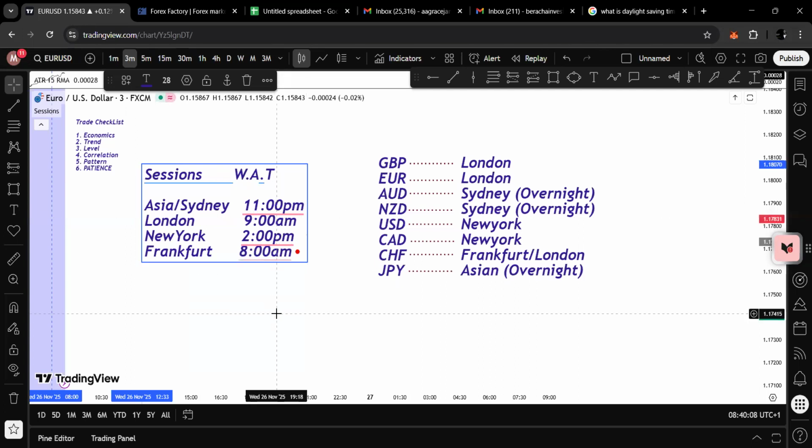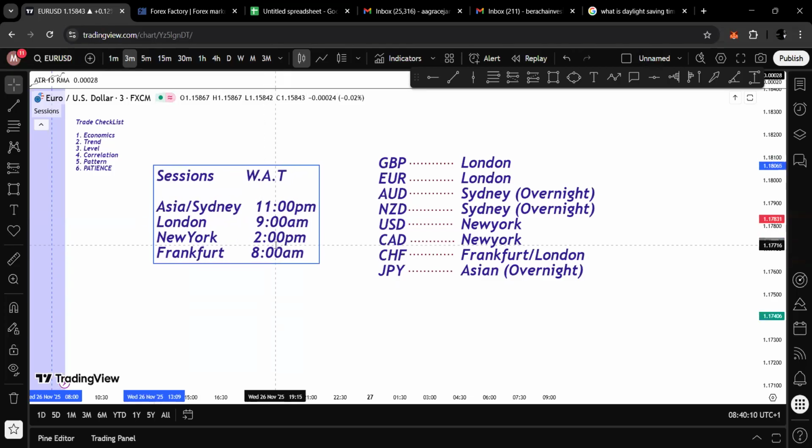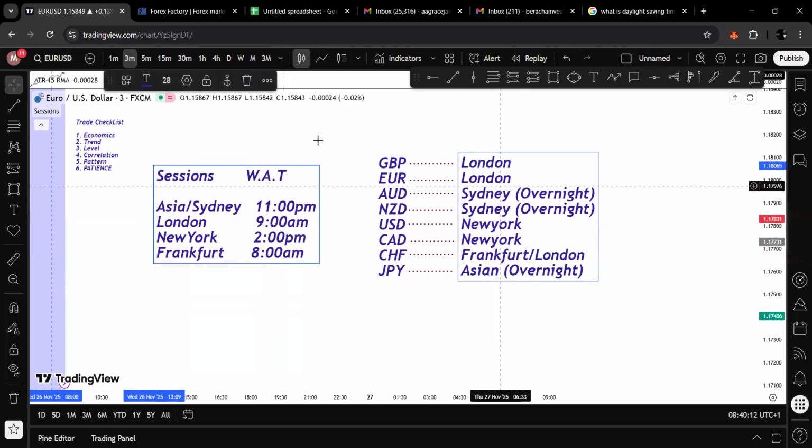Okay? So looking at these, you just make a comparison for you to know, okay, what am I going to be trading at what time? That is the essence of the class this morning. What am I going to be trading? At what time am I going to be trading it?